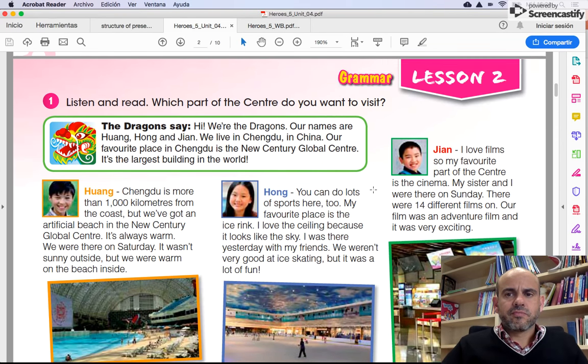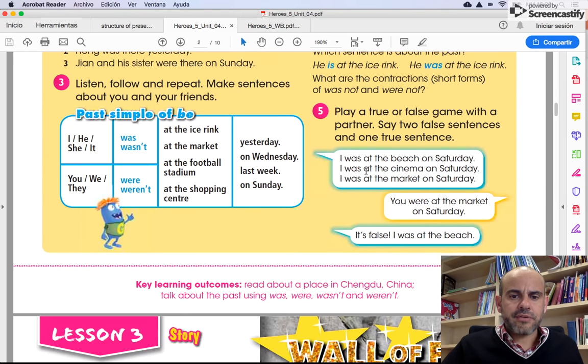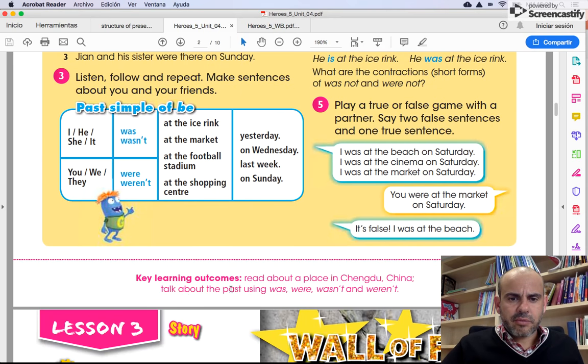Lesson 2 focuses on grammar. We can see it here. And we have as learning outcome talking about the past using was, were, wasn't, weren't. And we also have, as I would call it, a secondary objective or learning outcome, reading comprehension.